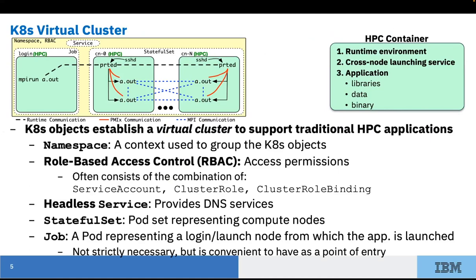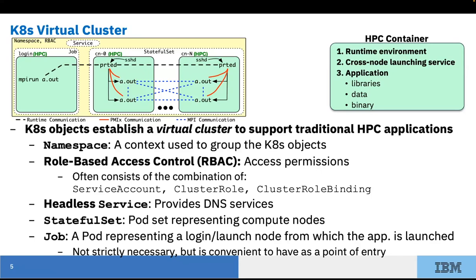So in this diagram, you can see how different Kubernetes objects relate to one another, such as the service, the job, the stateful set. So let's walk through these a little bit. The Kubernetes namespace itself provides a context in which to group all the Kubernetes objects within our virtual cluster here. The RBAC, or the role-based access control, is composed of a few objects seen here that define how Kubernetes objects can interact with one another and the broader system. So this tends to be a security-focused specification.